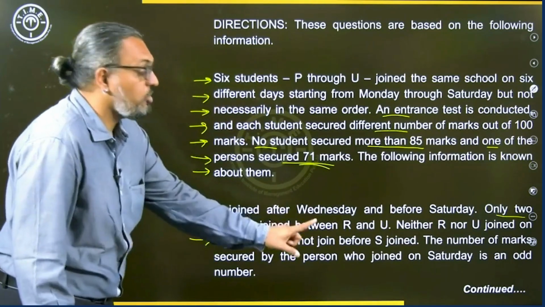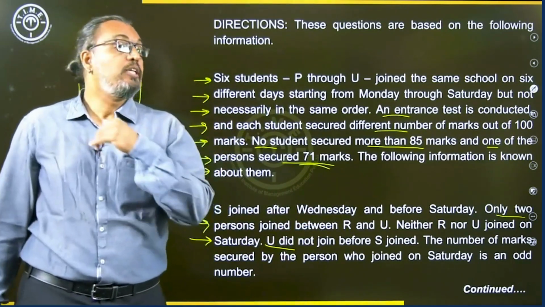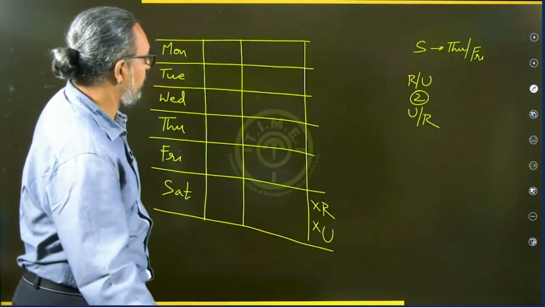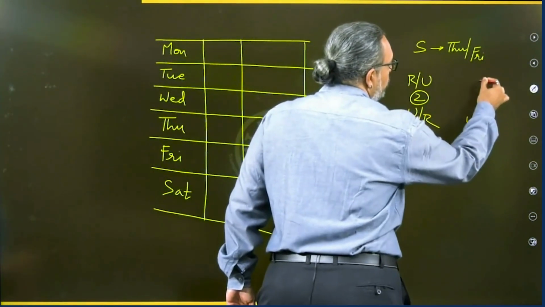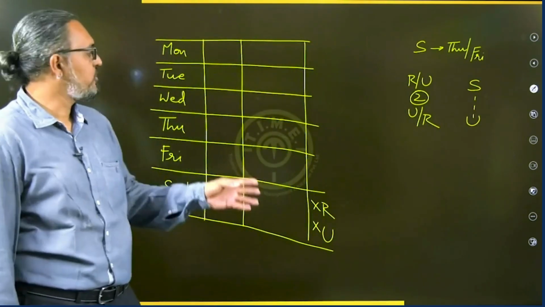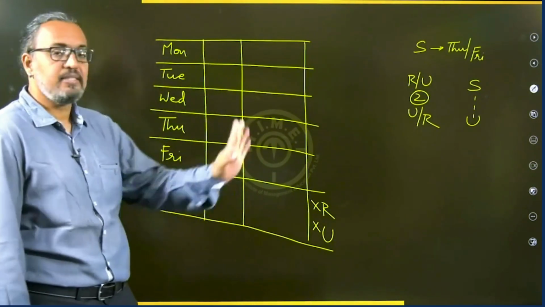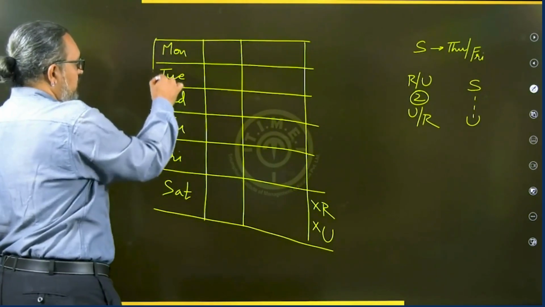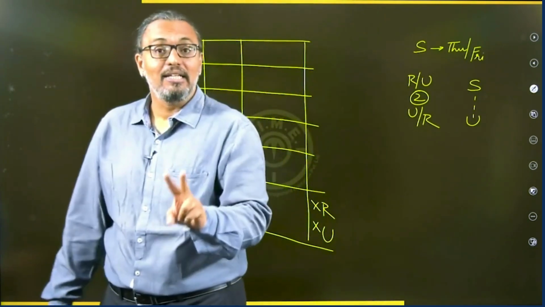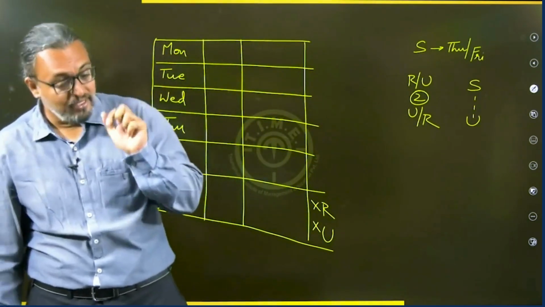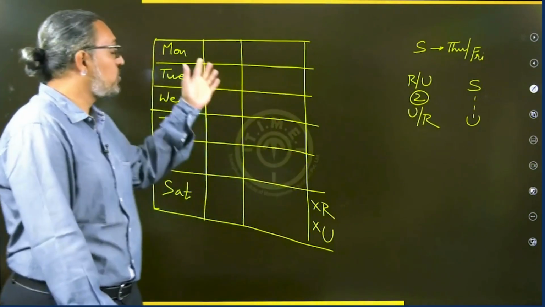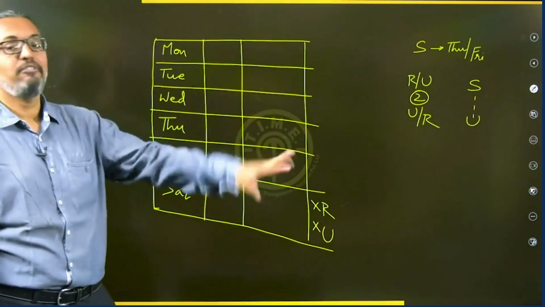And what else do we have? U did not join before S. So U did not join before S means U has to join after S. Correct? Because no 2 persons join on the same day. We have 6 persons, 6 days. That is how you have to understand. Usually when he says not before S, you can understand it in 2 cases: either joined on the same day or joined after. But the same day is not available in this scenario, so we take after.